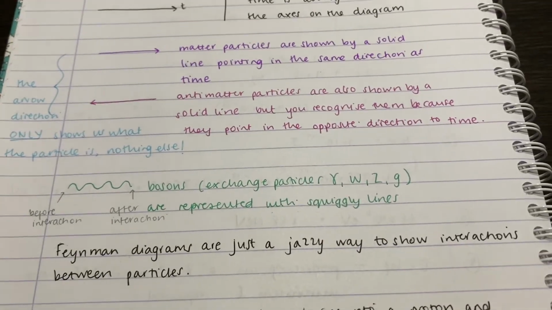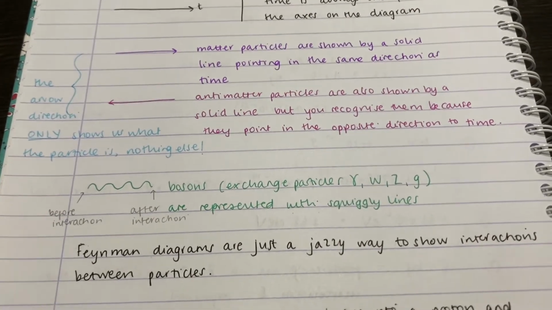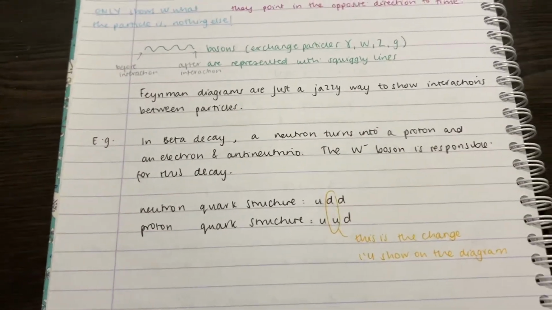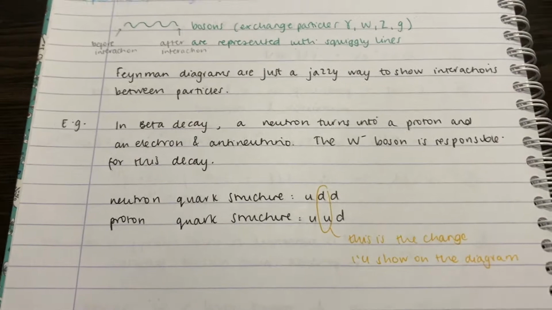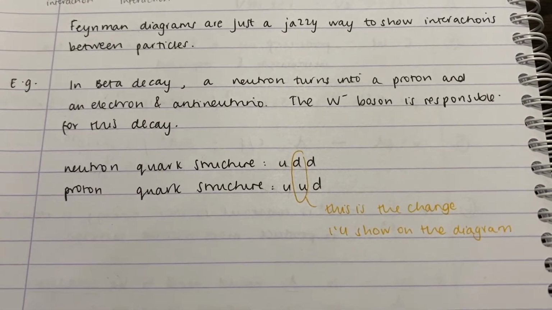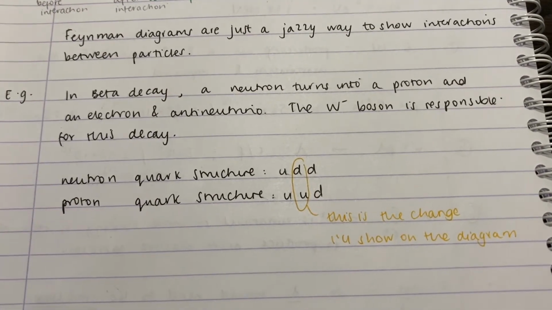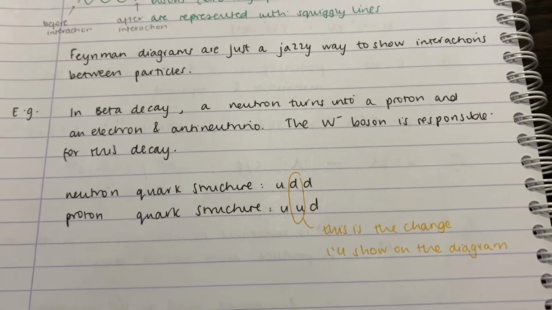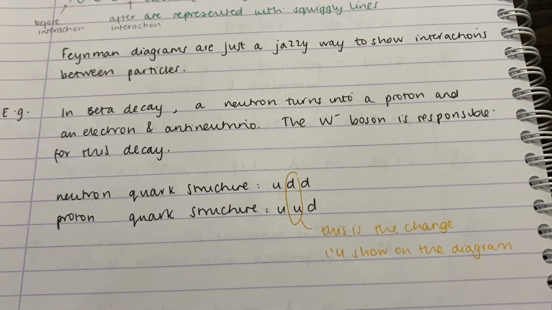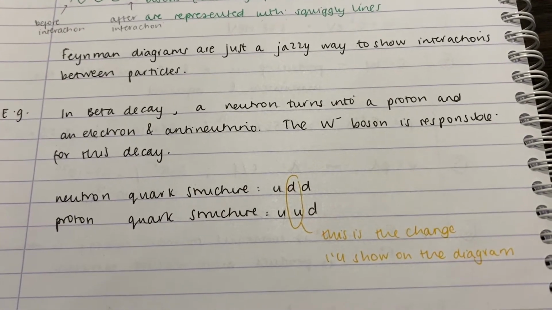So remember that these diagrams are just a jazzy way of showing interactions between particles. Rather than having to write about it, we just have a simple diagram, although until you understand it, it's not that simple. So I'll give you an example first. We'll look at beta decay because it's good to recap this anyway. If we look at beta minus decay, we have a neutron turning into a proton and an electron and antineutrino. And we know from previous lessons that the W minus boson is responsible for beta decay.